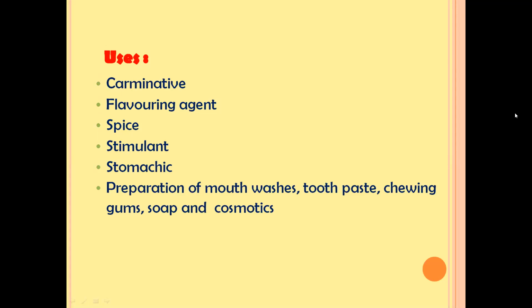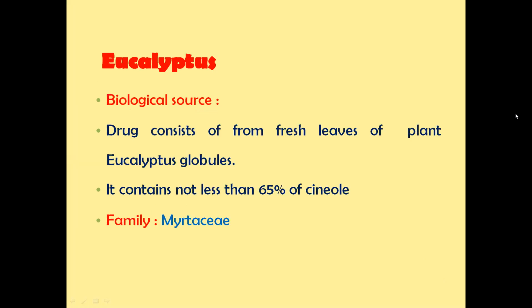By studying these three drugs, you can easily notice that their uses are somewhat similar. Why? Because they have volatile oils, and the main use of volatile oil is carminative, because it aids in digestion, and it also helps as a flavoring agent. All volatile oil containing drugs can be used as a flavoring agent in the kitchen, as spices, as a stimulant. When your food is dull, they can increase your appetite because of their fragrance. Also for stomachache and preparation of mouthwashes.